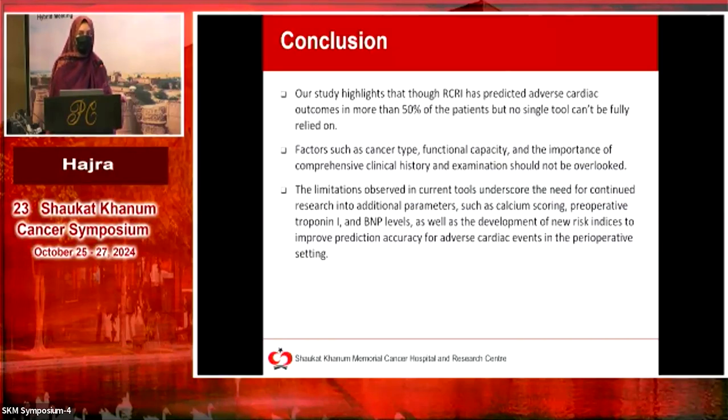Moreover, I also want to highlight that this was not the sole objective of our study, and we are studying about 10 different parameters also that include age, preoperative troponin I, the type of chemotherapy, gender, and type of cancers in these patients, and this is continued research that is going on.